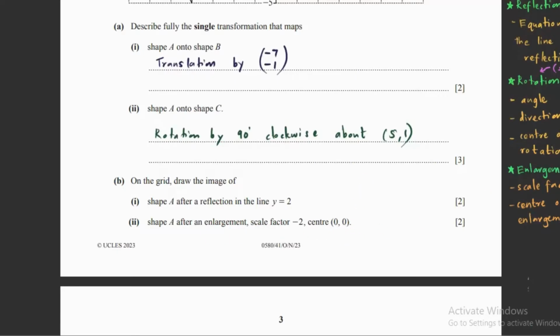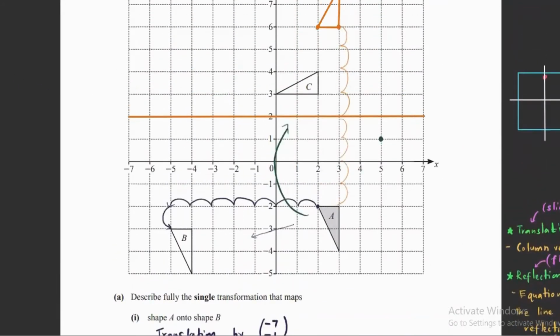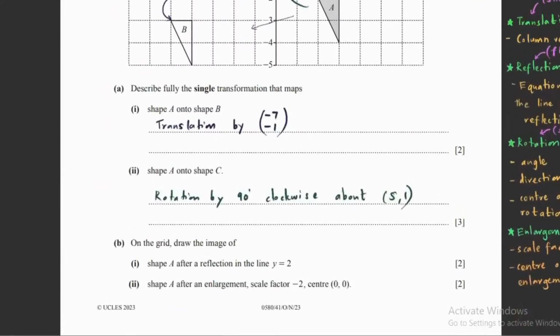So first, the center of enlargement is given as 0, 0, which is the origin. So I'm going to mark the origin. So this is that origin. And now you need to understand that it has been enlarged by a scale factor of -2. This negative explains that it has been enlarged in the opposite direction. So this is what you need to understand when we see this negative for a scale factor.